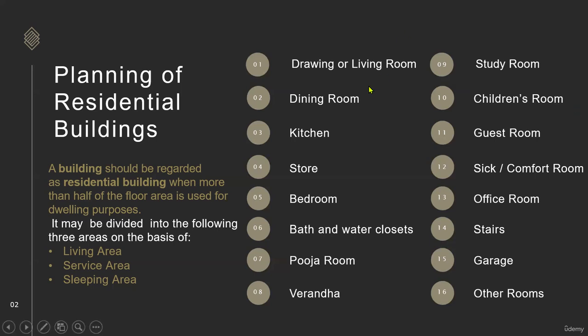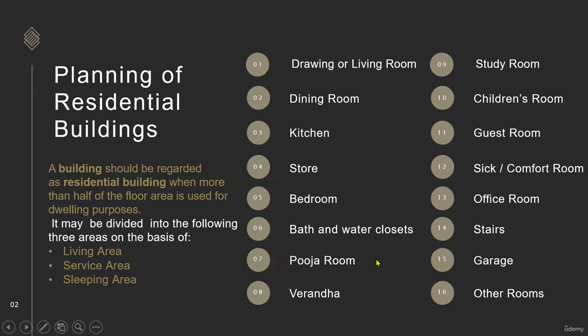So I will tell you what components are included in residential buildings. The first one is the drawing room or living room, next is the dining room, next is the kitchen, next is the storeroom. The storeroom is also included. Then bedrooms, and bathroom and water closet should be there. Puja rooms. What is meant by a puja room?